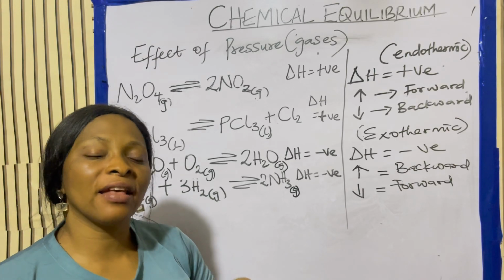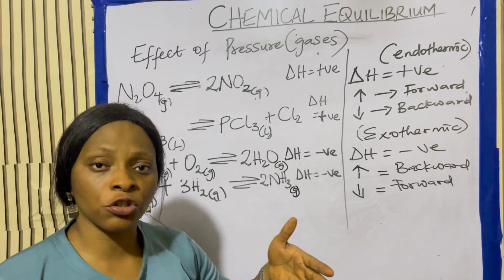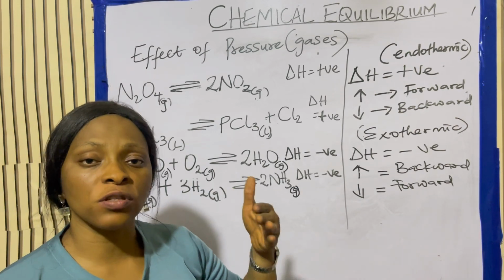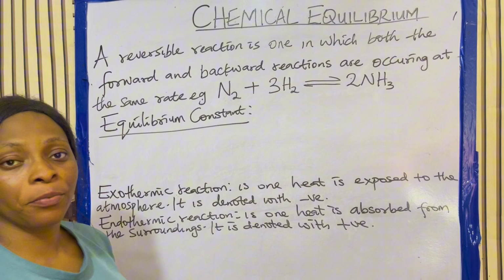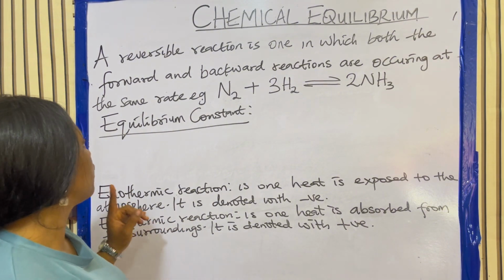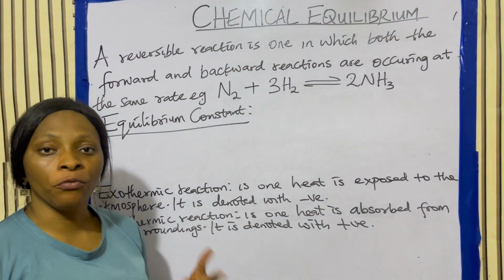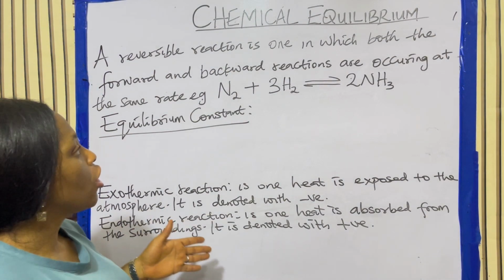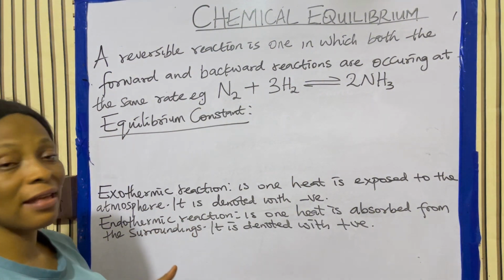So before you can say that pressure is going to have an effect on a particular reaction, all the reactions involved must be gaseous. So what is a reversible reaction? A reversible reaction is one in which both the forward and backward reactions are occurring at the same rate.